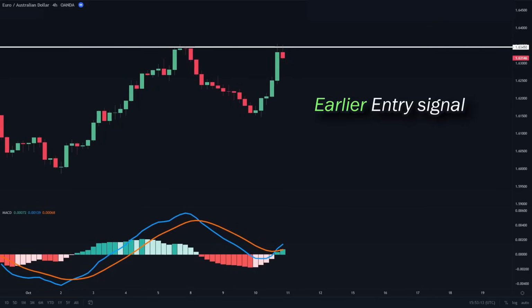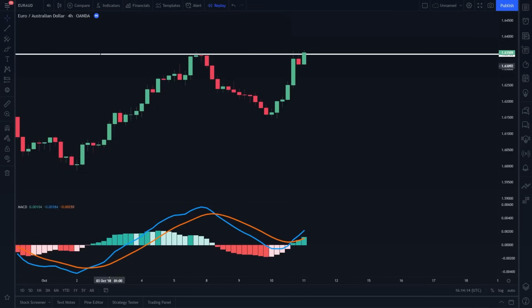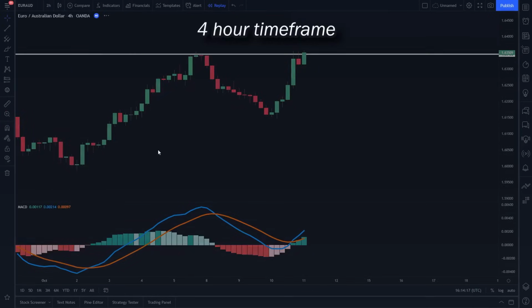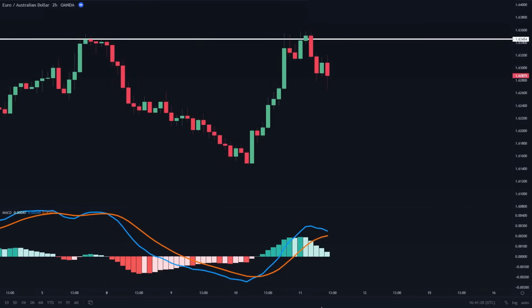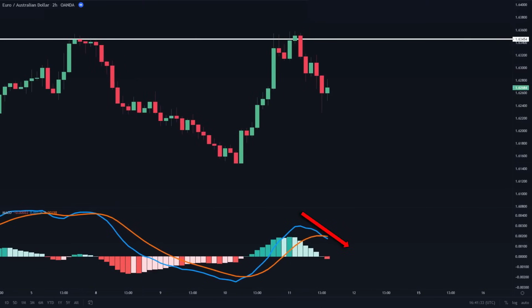zooming in 2 time frames below. So I'm currently in the 4-hour chart. So let's zoom in to the 2-hour chart. So here's the 2-hour chart, and all we need to do is wait for the MACD to cross over downwards in this new, smaller time frame. And so this is where you want to take a short position.